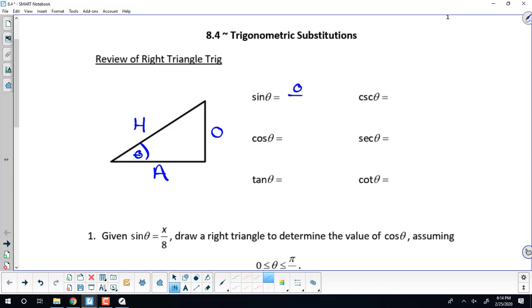So the sine was the opposite side over the hypotenuse. The cosecant then is the reciprocal of that. Cosine was the adjacent side over the hypotenuse, so secant is hypotenuse over adjacent. And tangent was opposite over adjacent, which means cotangent was adjacent over opposite. So just have that there as a reminder. You will have to utilize this.